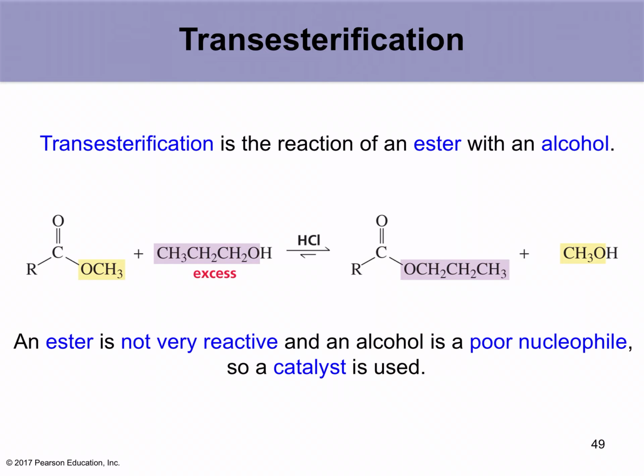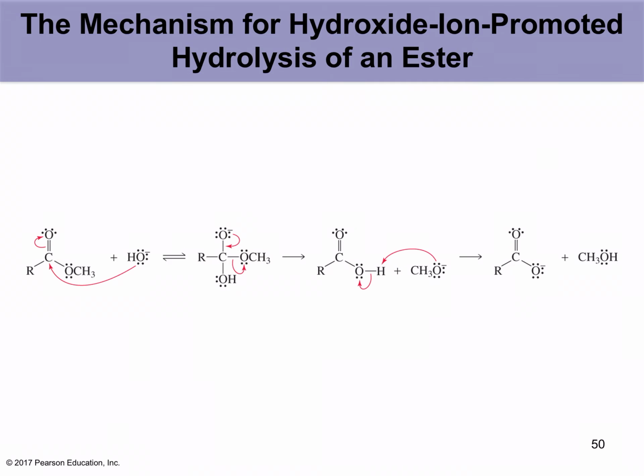Transesterification is a reaction of an ester with an alcohol. So you start with one ester and you end up with a different ester. This is the ester you start with, the methyl ester. You add 1-propanol in the presence of hydrochloric acid. Now this alkoxy group is left, and you would end up getting this alkoxy group. An ester is not very reactive and alcohol is a poor nucleophile, so a catalyst is used. And this is the reaction.